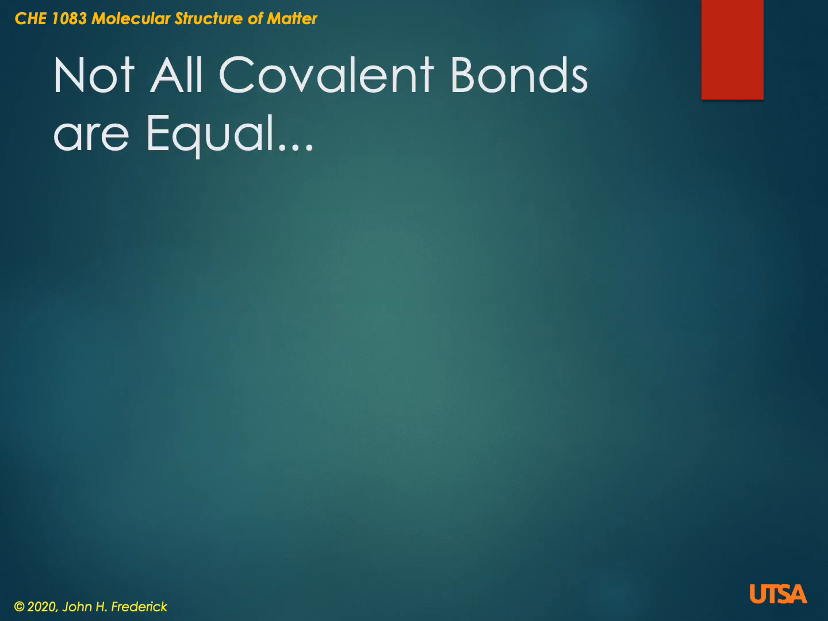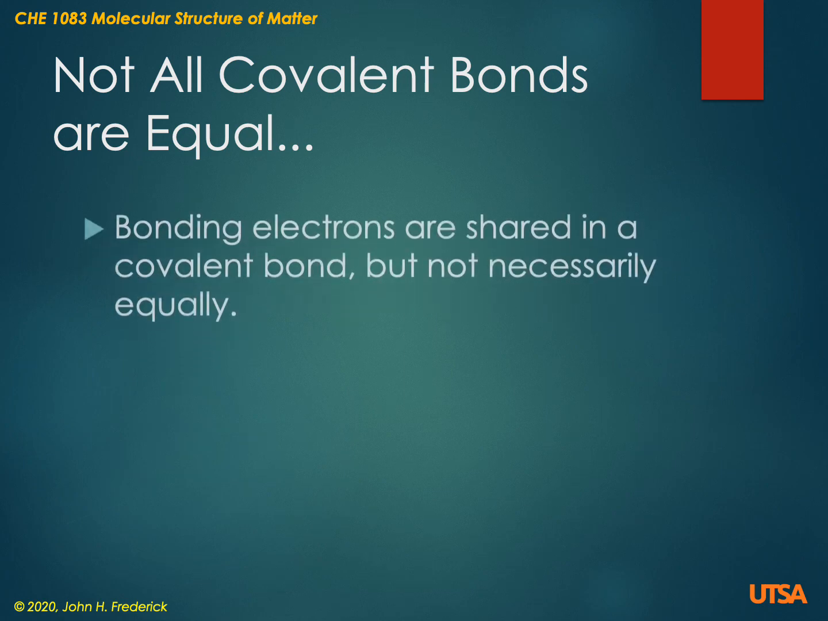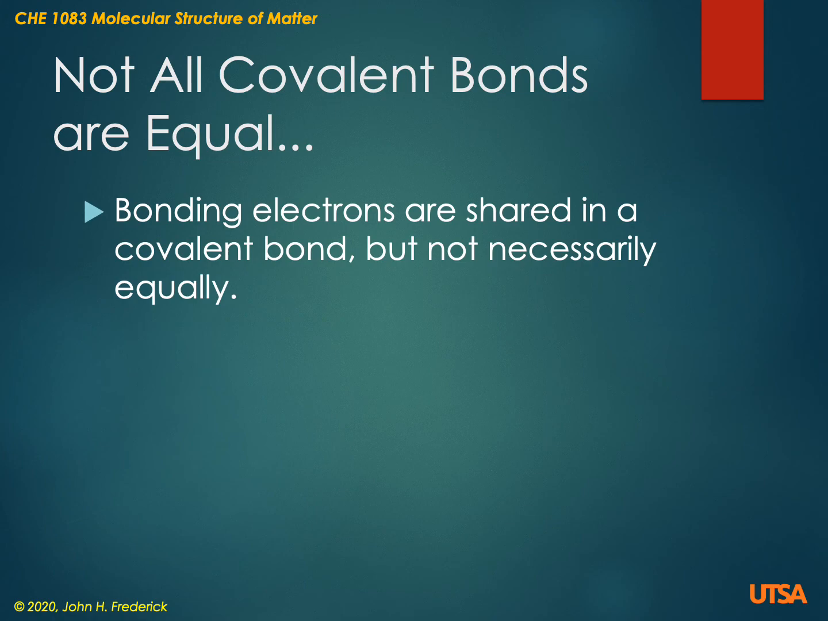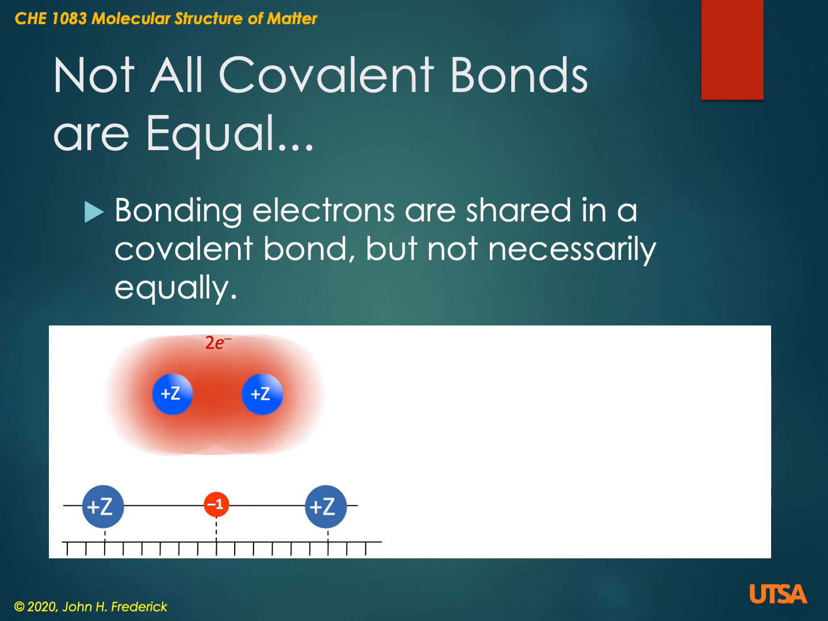Not all covalent bonds are equal. That is to say that while they share electrons, they don't always share electrons in the same way. This is something that's going to lead us to the concept of electronegativity, and to illustrate this, I want to consider two possibilities. This possibility is one where we have two of the same kind of atom. They have the same nuclear charge, plus Z, and there's an electron in between. You can imagine that this electron is shared pretty equally between those two atoms. It's a completely symmetric arrangement for the electron and the nuclei.